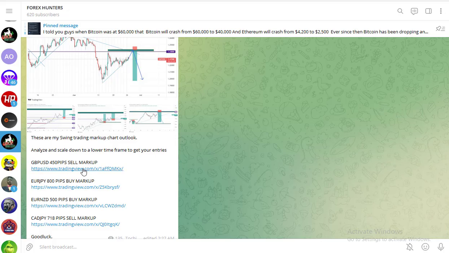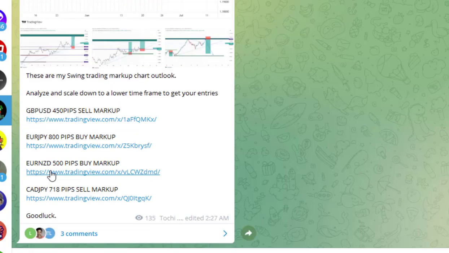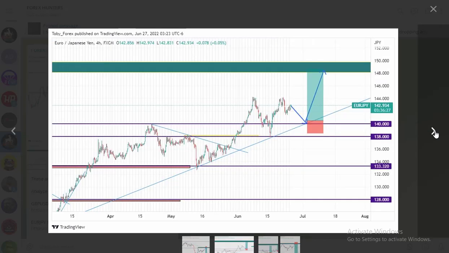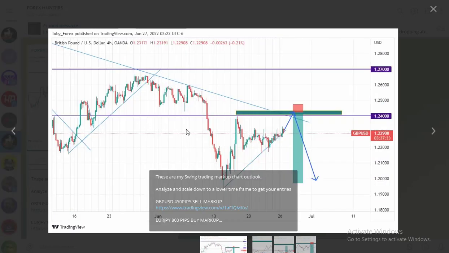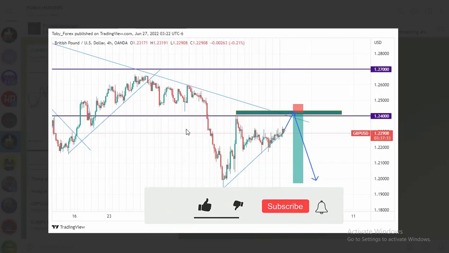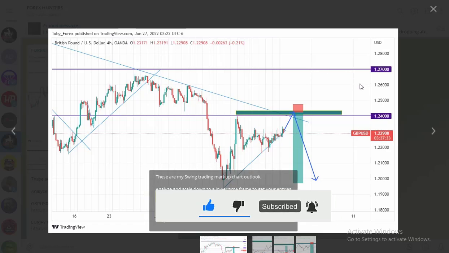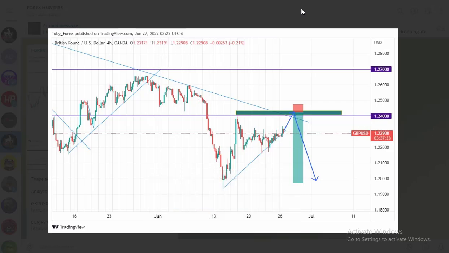As you can see, I posted GBPUSD 450 pips, EURJPY 800 pips, EURNZD 500 pips, then a CADJPY 718 pips sell markup chart. All the pairs are here, but if you look at them, you can discover that the detailed analysis cannot really be displayed in this format, because most of these pairs are swing trading pairs. All of these are swing trading analysis, and these are the pairs that I'm looking at taking within this week and other weeks to come.